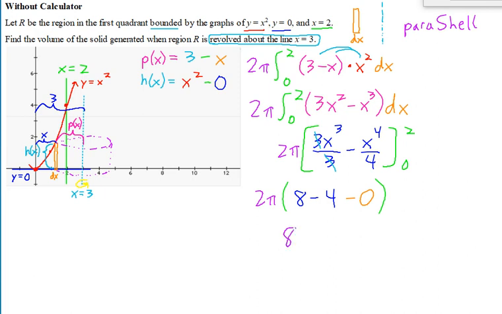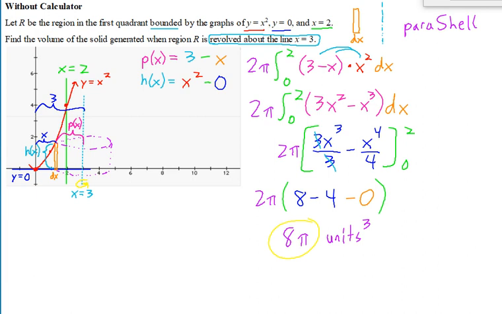Now sometimes you're going to end up with fractional answers. In this case it just happens not to be a fractional answer. You can leave your answer in terms of pi. And then if you want to, you can put units cubed to remind yourself it represents the volume of this three-dimensional shape. But since you aren't given specific units, you don't have to.